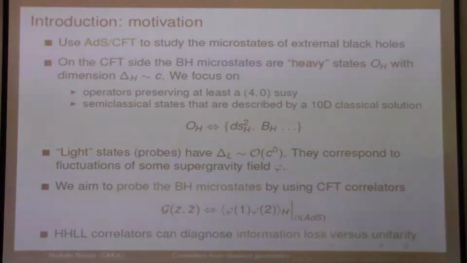The light states are just the standard fluctuations of the supergravity fields: dilaton, axion, metric. And their conformal dimension is of order one, even if we take the largest one.